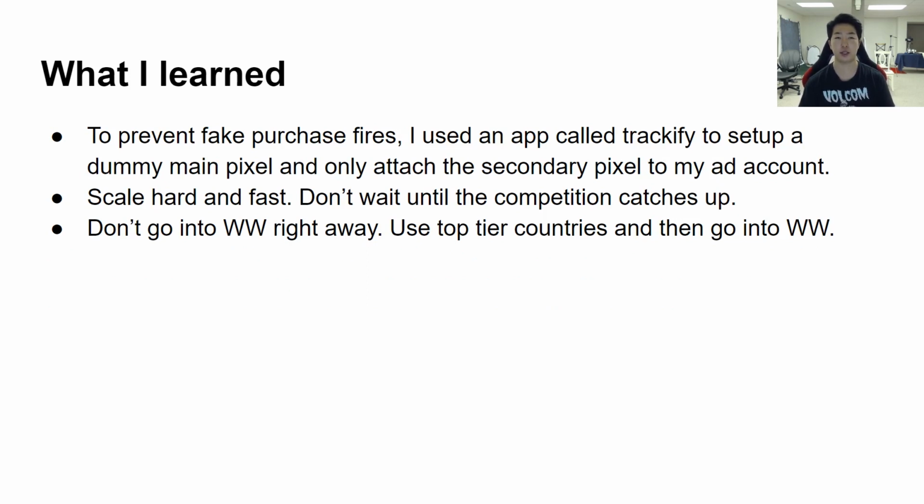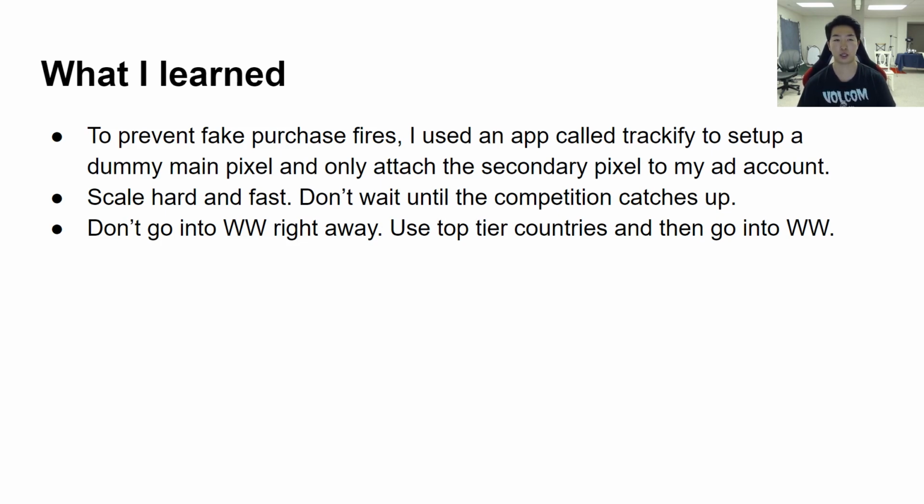I learned that you want to prevent these fake purchase fires. I see that once your store goes viral, people try to all copy you, and a lot of people do get jealous and come in and fire these fake purchases. So the way I'm preventing these fake purchases right now is I use an app called Trackify, and I set up a dummy pixel to be my main pixel on Trackify. In Trackify, you can attach a secondary pixel to the app, and the secondary pixel is actually attached to my ad account, and the main pixel is not attached to anything. So the main pixel is just there as a dummy. People will fire the fake purchases on my main pixel thinking that it's going to mess up my ad account, but it actually does not do anything because it's not attached to anything, and all the data is actually being transferred from my secondary pixel into my ad account.